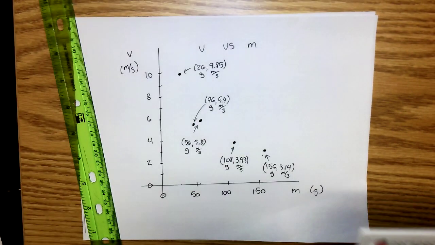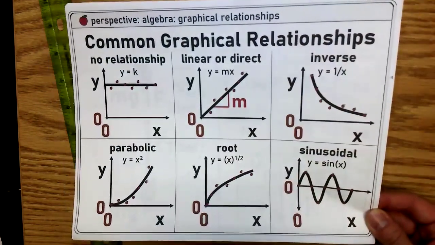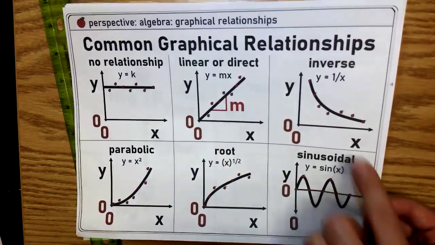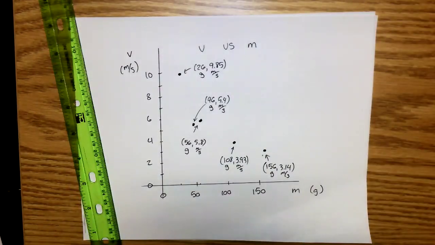You guys got all those points. You've got to figure out what kind of relationship that is, and what do you guys think it is? Inverse. Yeah, definitely looks a lot like that one. There's something to do with the inverse relationship. One variable gets small, the other gets big, vice versa.